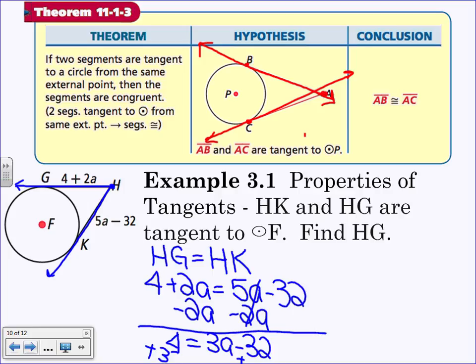Kind of running out of space here. So we add 32 to both sides. When we do that, we get 36 equals 3a. Denzel, what's the last thing we want to do? Divide by 3. So we get a equals 12.